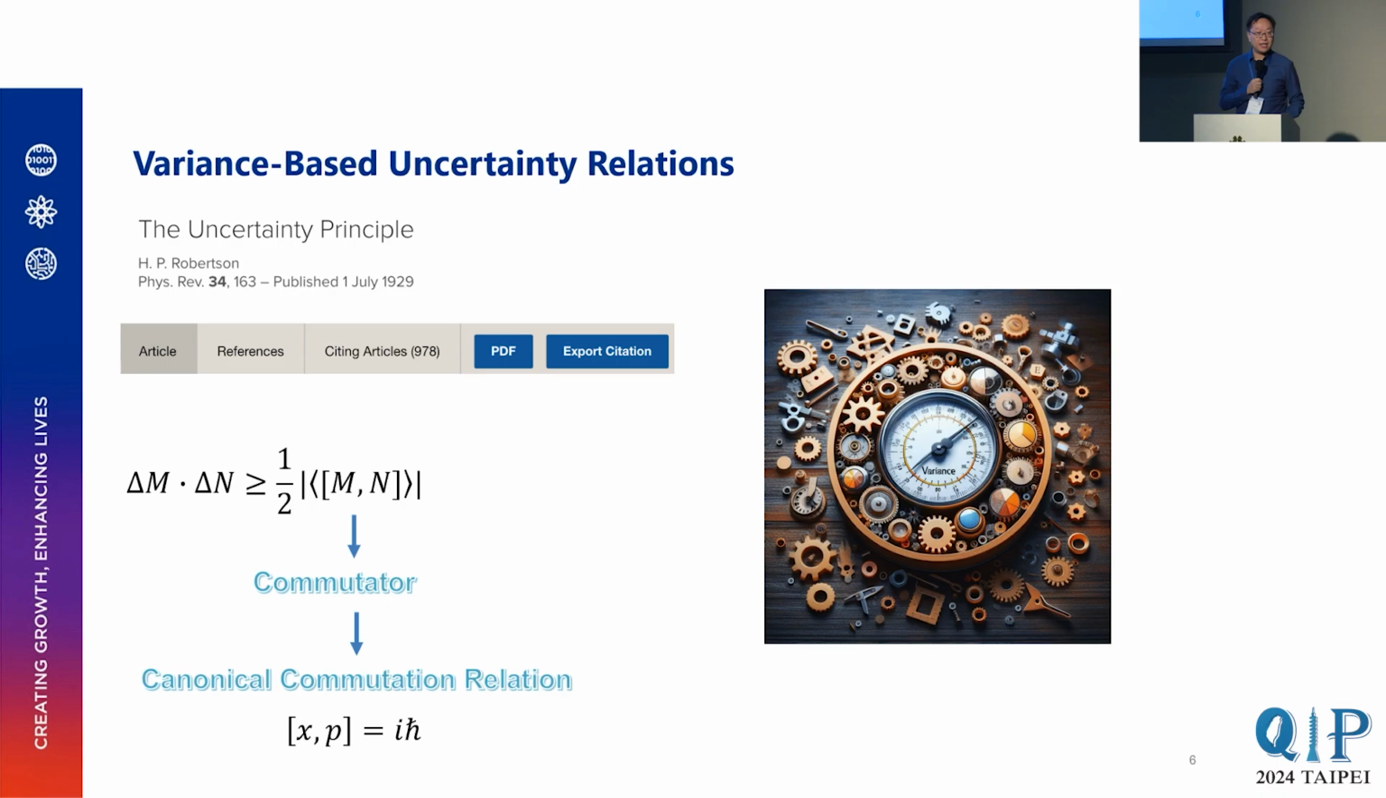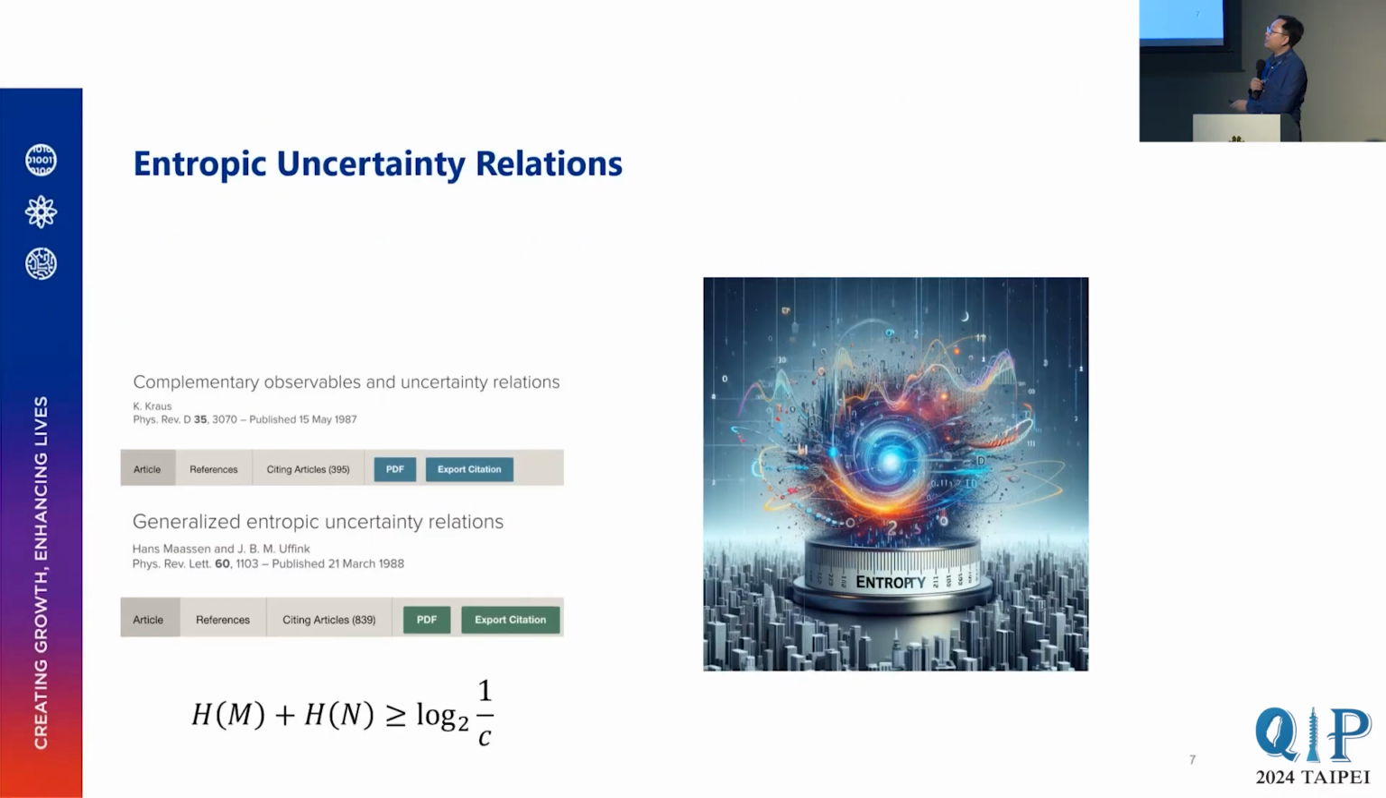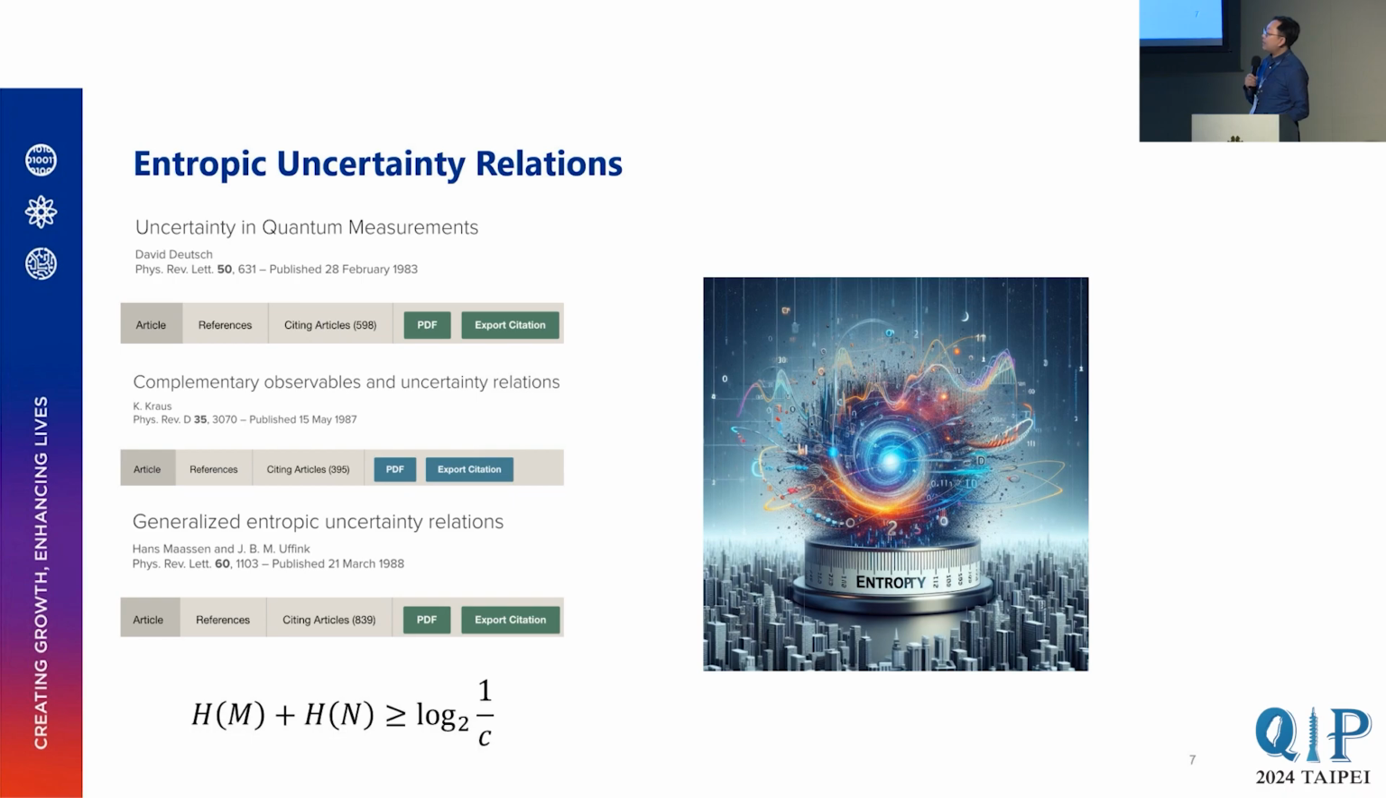But in the information age, it is more suitable to choose Shannon entropy as a quantifier for uncertainty. Then we will have entropic uncertainty relations. The first entropic uncertainty relation for general bounded operators is given by David Deutsch in the year 1983. And four years later, Kraus gave a conjecture that Deutsch's result can be further improved. This conjecture has soon been proved by Maassen and Uffink. Their result is more general.